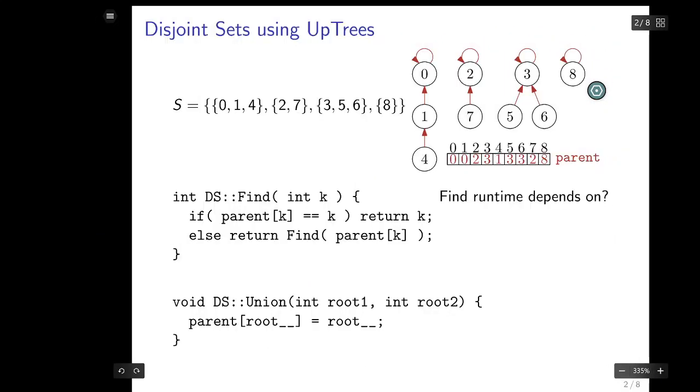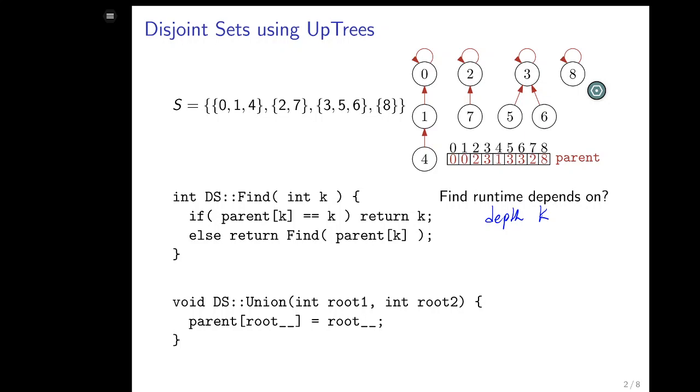So this is a slide from last time. We already talked about the runtime of find depending on the depth of the node k that you're looking for. That's the number of pointers that you have to follow to find the root, which is the representative of the set. You might want to find the set for one element and find the set for another element so that you can check whether they're in the same set. That's how you would perform the check, are these two things in the same set?